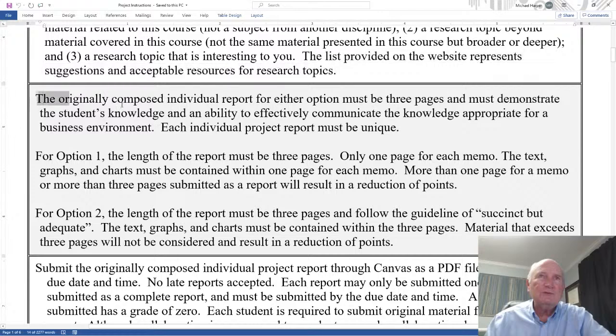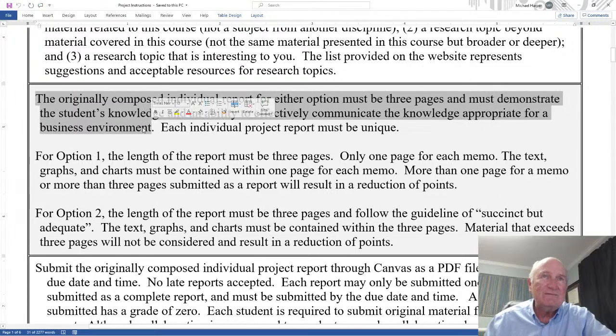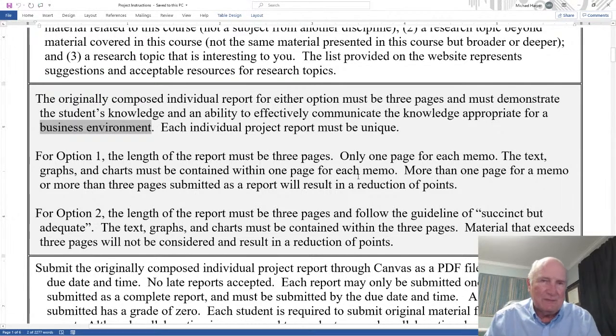The originally composed individual report for either option must be 3 pages and must demonstrate the student's knowledge and ability to effectively communicate the knowledge appropriate for a business environment. And I want to emphasize a business environment because many students will write for an academic environment. This is not an academic paper, it's a business paper. So write to a business person. Now, if you've never done that before, think about it and try to be informative. Don't teach. You're not talking to me, you're talking to a business environment.